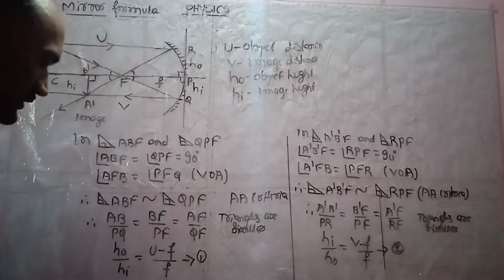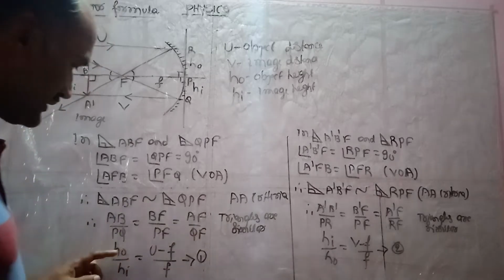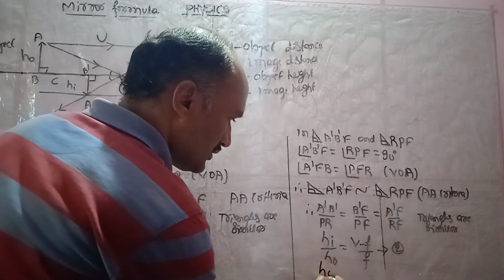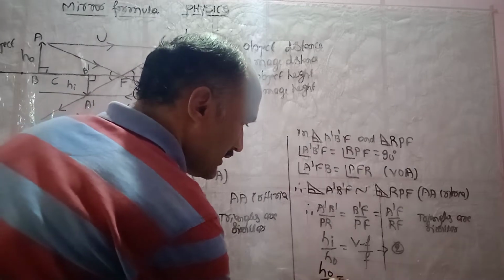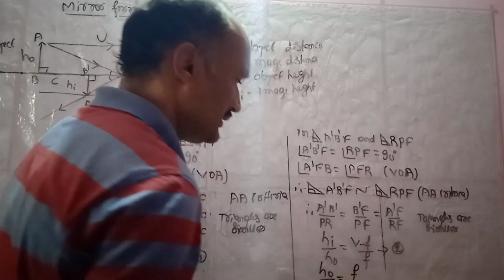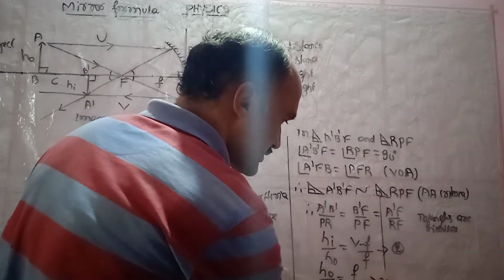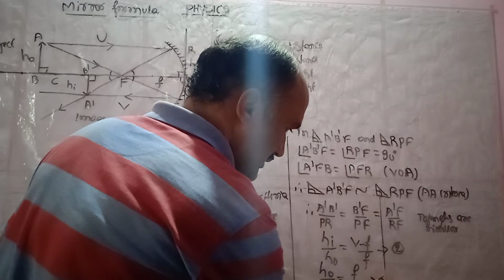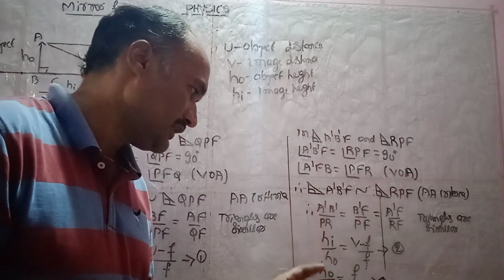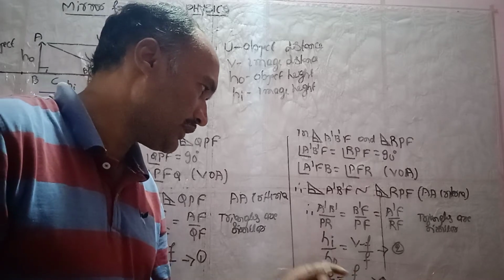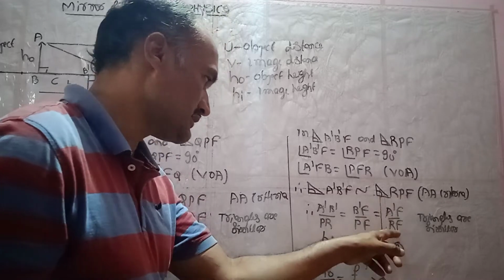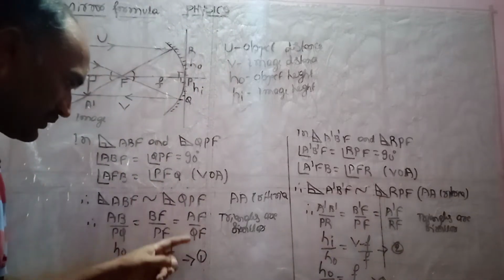So here expression 1 is HO divided by HI. So I can write HO divided by HI is equal to F divided by V minus F. Now I can name it expression 3. Reciprocal I have taken for this. HO divided by HI is equal to F divided by V minus F. You can neglect this part in this ratio, and in this ratio you can neglect this part.